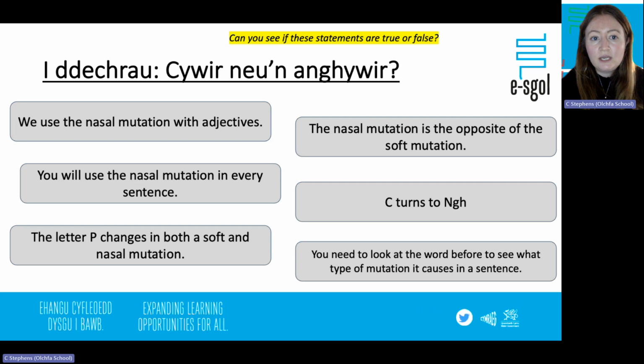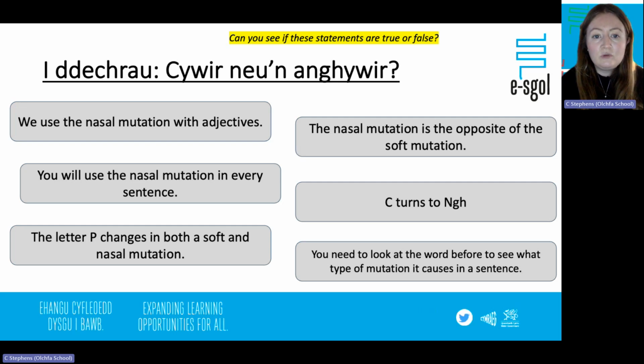Iawn, felly, we use the nasal mutation with adjectives. Now, this is obviously dependent on the word that comes before, okay, but very often it will be the soft mutation that we use with adjectives. For example, yn fendigedig, yn wych, yn ddiflas would be the soft mutation you use with that. But never say never with nasal mutation and adjective. It does depend on the word that's before it.